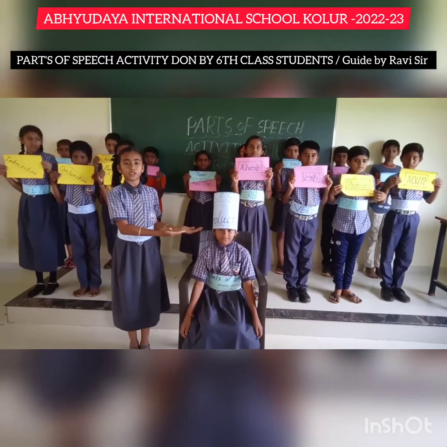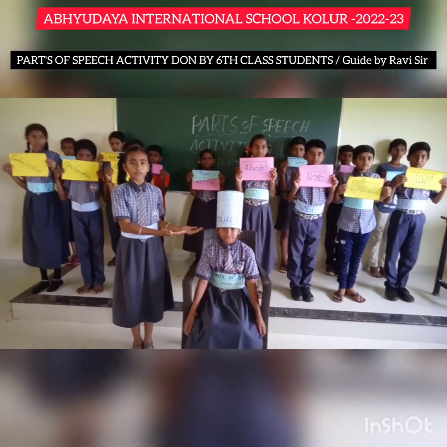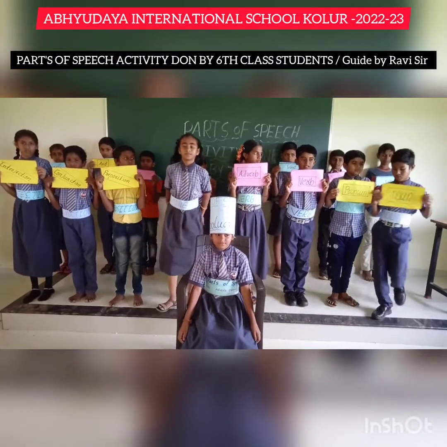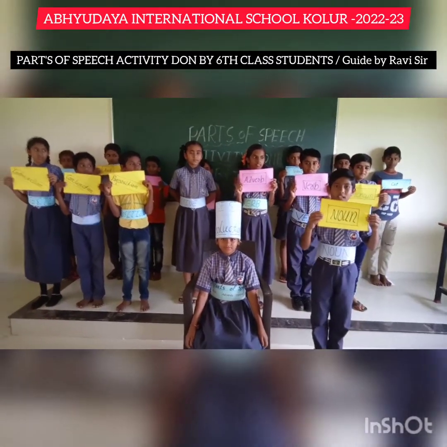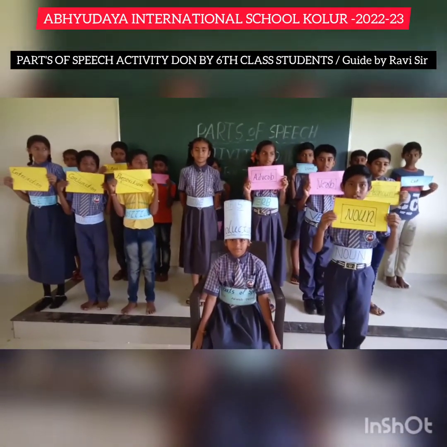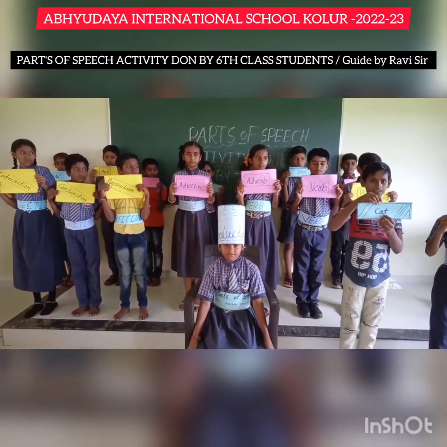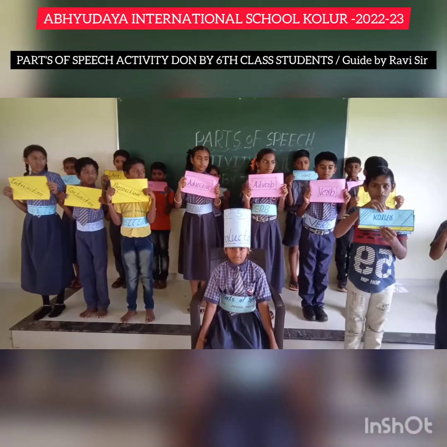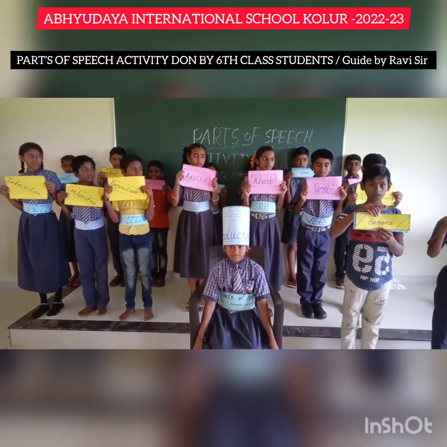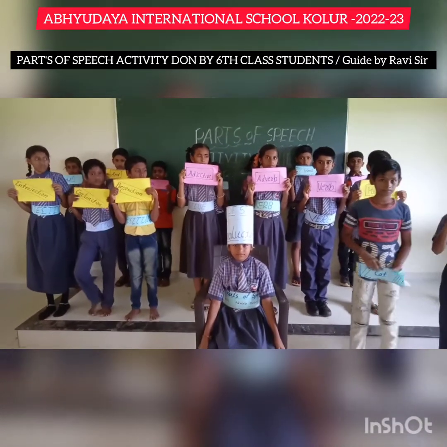They are classified into 8 kinds on account of their functions. I am noun. Noun is the name of any place, thing, object. My examples are: This is my cat. They live in Kolur. I like to eat banana.